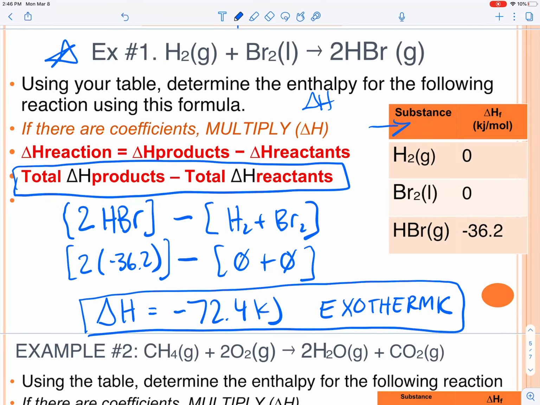Just to recap it here, what we did was we took our chemical reaction up top, and we're trying to figure out the heat of this reaction. So we took the total products, 2 HBr, and then we subtracted the total reactants, H2 plus Br2. Remember, if there are coefficients, we should include them. And that's exactly what we did. We multiplied 2 times negative 36.2, and we got this negative 72.4 kilojoules. That tells me how much energy is being released from this reaction, right? The heat of this reaction. And because it's a negative number, I know that it is exothermic.